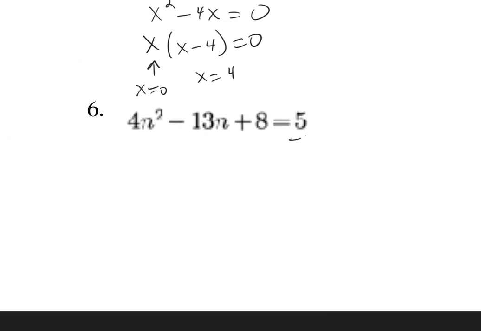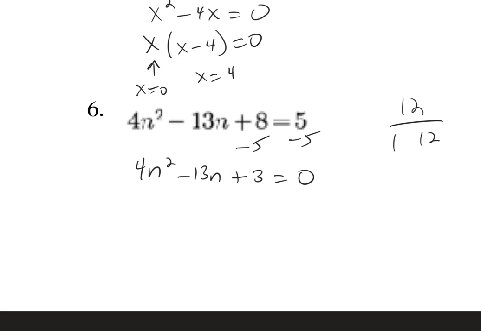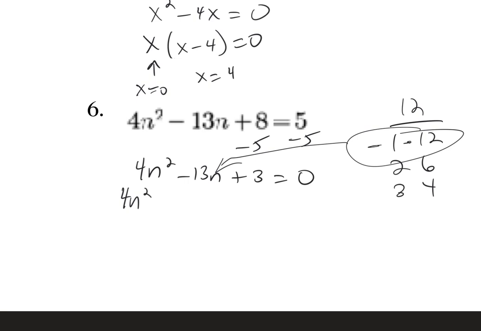Here I'm going to go ahead and set this equal to 0 before I do anything. And then I have to ask myself, 3 times 4 is 12. Is there 1 and 12, 2 and 6, 3 and 4? If I go ahead and I say negative 1 combined with negative 12, that will give me negative 13. So let's go ahead and break this up. 4n squared, we'll say minus 12n minus 1n plus 3. I'm using factoring by grouping where I split negative 13 up.